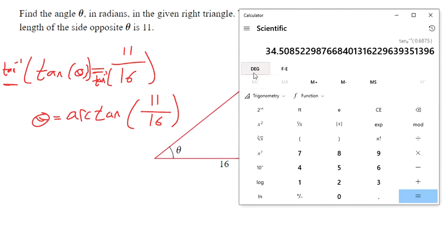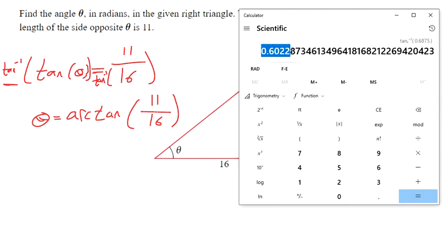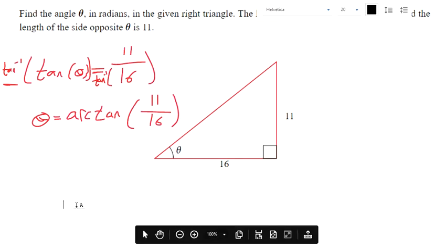Look, my calculator was in degrees. So I'm going to do 11 divided by 16 again. I'm going to hit degree to change it. Now it's in radians. Now hit trig, second, there's arctan. So this is my answer in radians, but I think they said to the hundredths place. So that would be my answer rounded to the hundredths place.